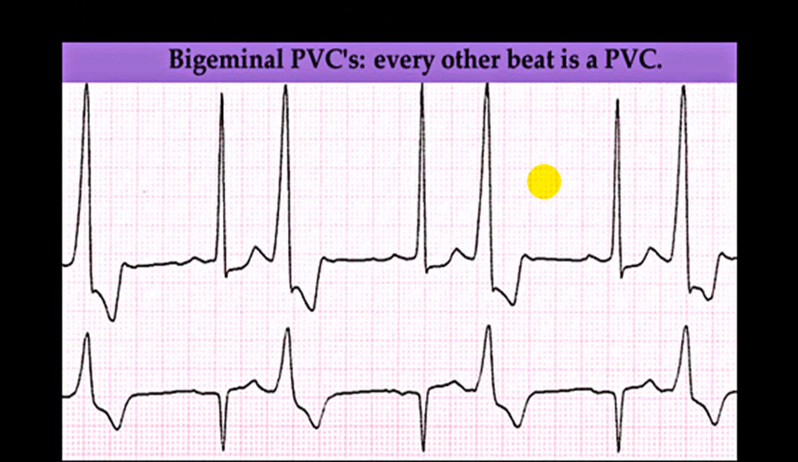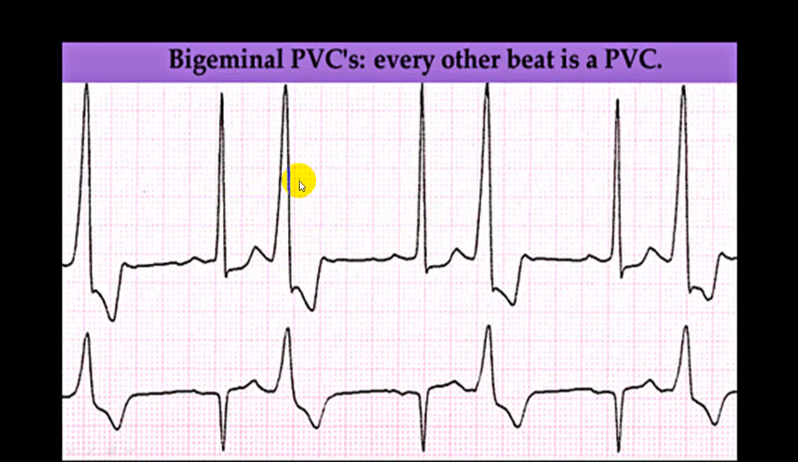And it will be regularly irregular. Again, you can see here, this is a normal sinus beat, P wave, normal QRS complex, P wave, normal QRS complex, but it is followed by a broad QRS complex which is premature, with a compensatory pause. So alternate beat is a ventricular premature beat.